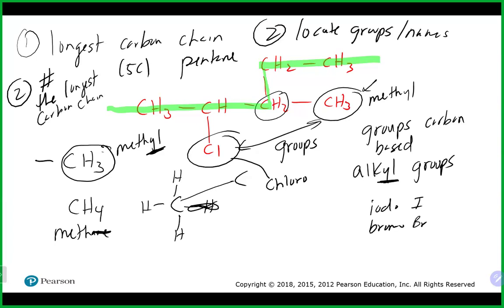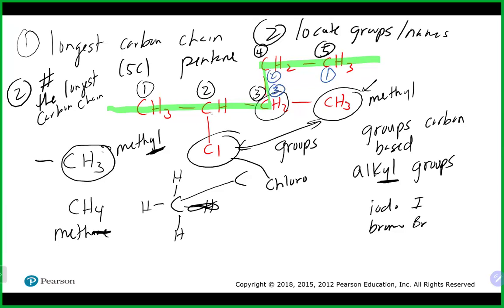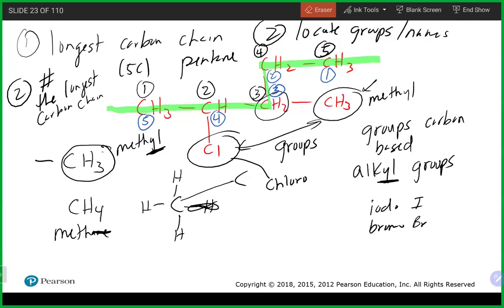So when we look at the chain that I highlighted in green, we have two ways that we can number it. We could start on the left and go one, that's carbon number one, that's carbon number two, that's carbon number three, that's carbon number four, and that's carbon number five. We also have the opposite option, which is we could start numbering right to left, and this would be carbon number one, that would be carbon number two, this would still be carbon number three, that would be carbon number four, and that would be carbon number five. So these are two ways that we can basically number the longest carbon chain. Any questions on your options there?